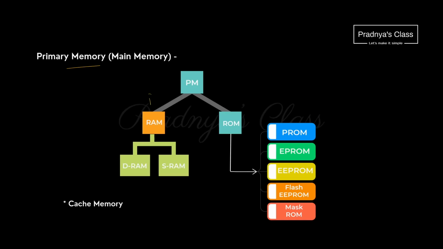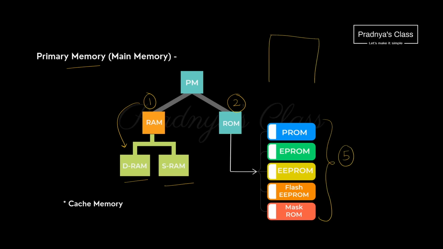The first type is RAM and the second type is ROM. RAM is random access memory and ROM is read-only memory. RAM is further divided into 2 types, dynamic RAM and static RAM, whereas ROM gets divided into 5 types. On the motherboard, you will have this primary memory. Apart from that, you have one special type of memory called cache memory. We will discuss it also.